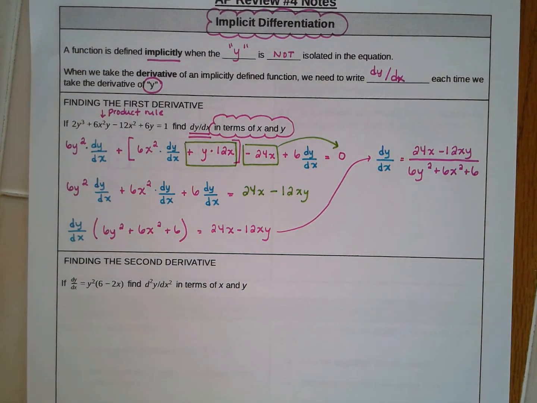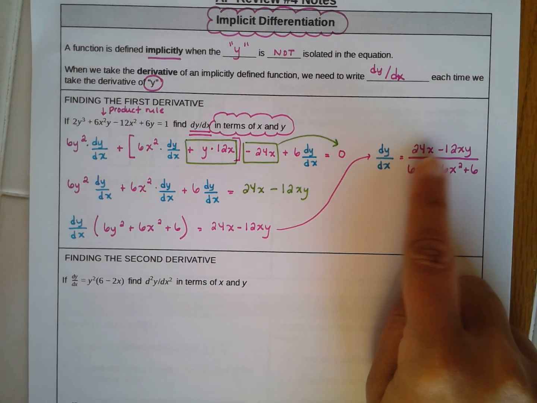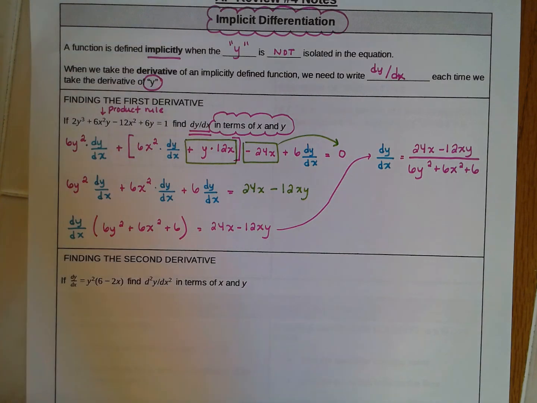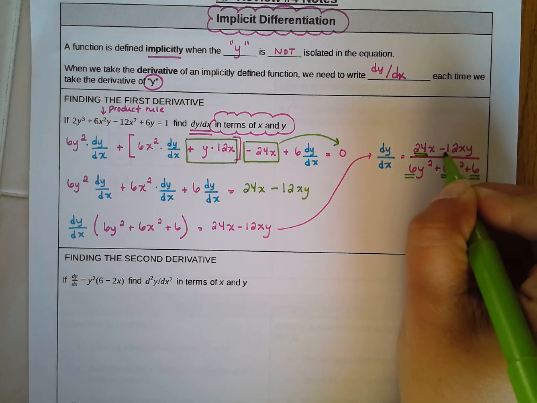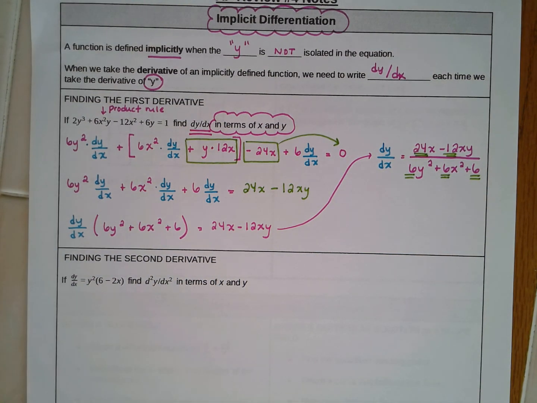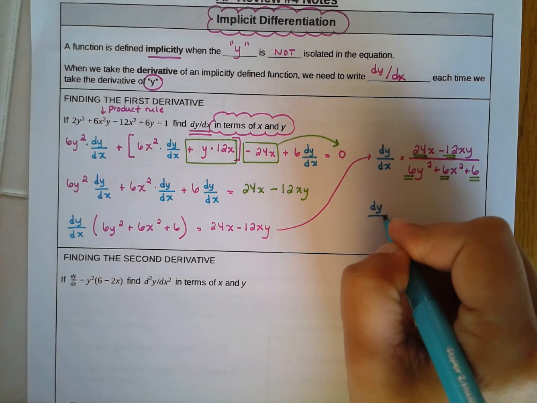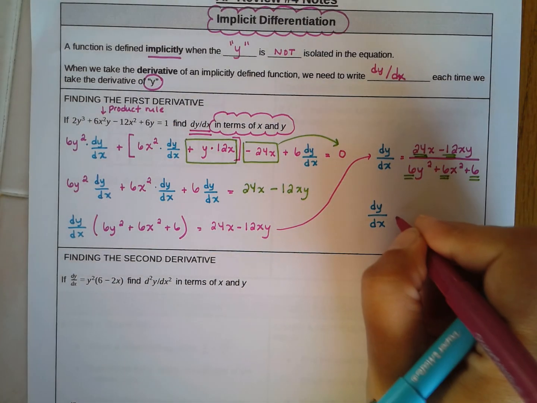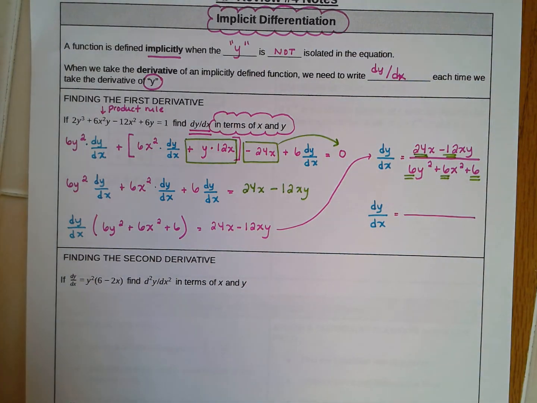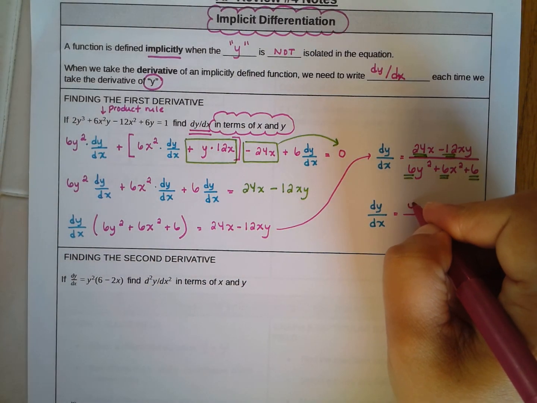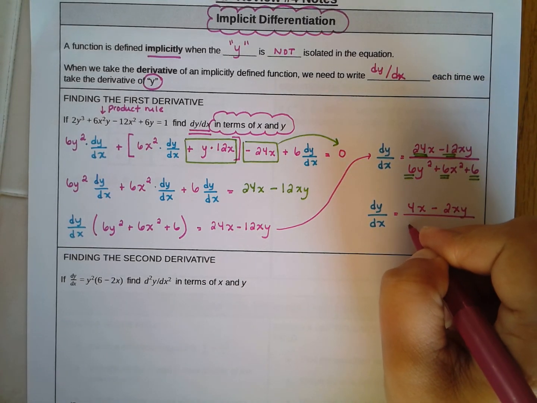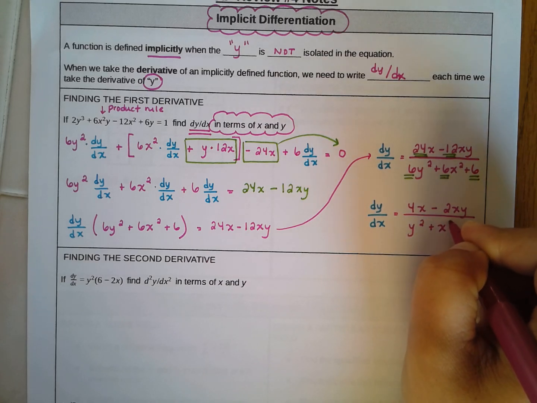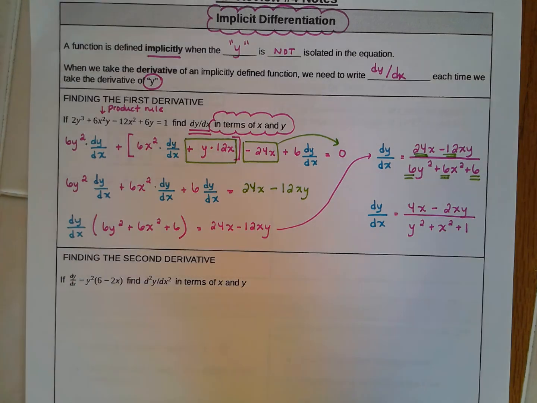And then we have one last step that we want to do. One thing that I'm noticing is that all of the terms in this problem, the 24, the 12, and the 6, and the 6, and the 6, are all divisible by 6. All these coefficients are divisible by 6. So to simplify this, I'm going to divide them all by 6, which means I get dy over dx equals, and if I divide by 6, my new coefficients are going to be 4x minus 2xy over y squared plus x squared plus 1. And that would be my final answer.